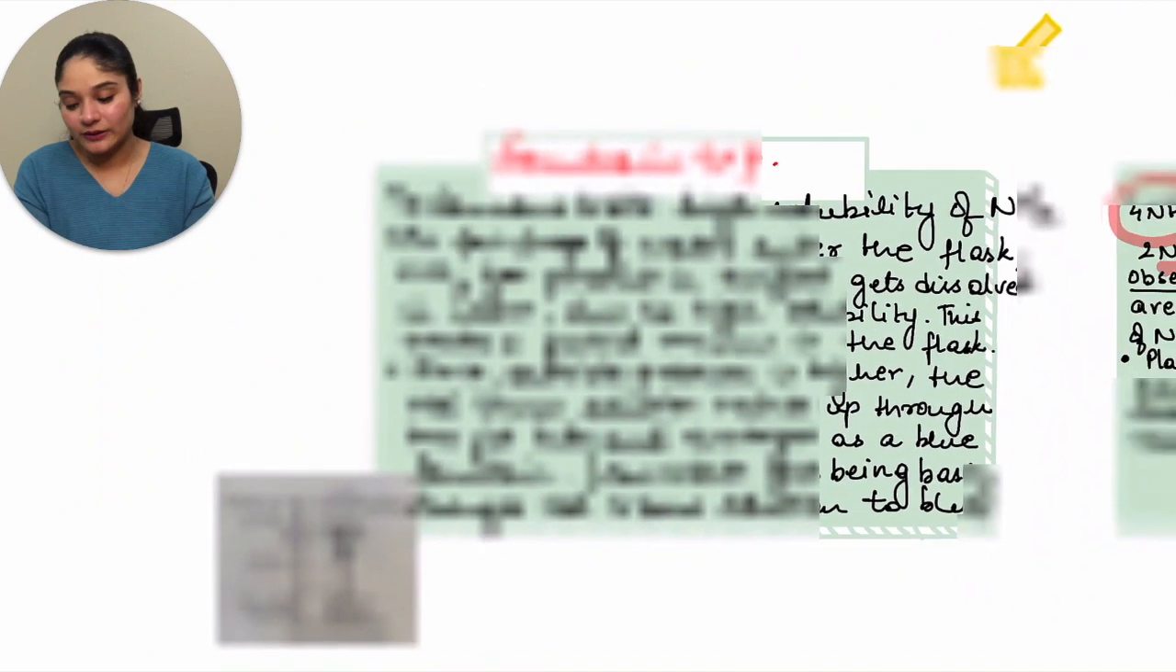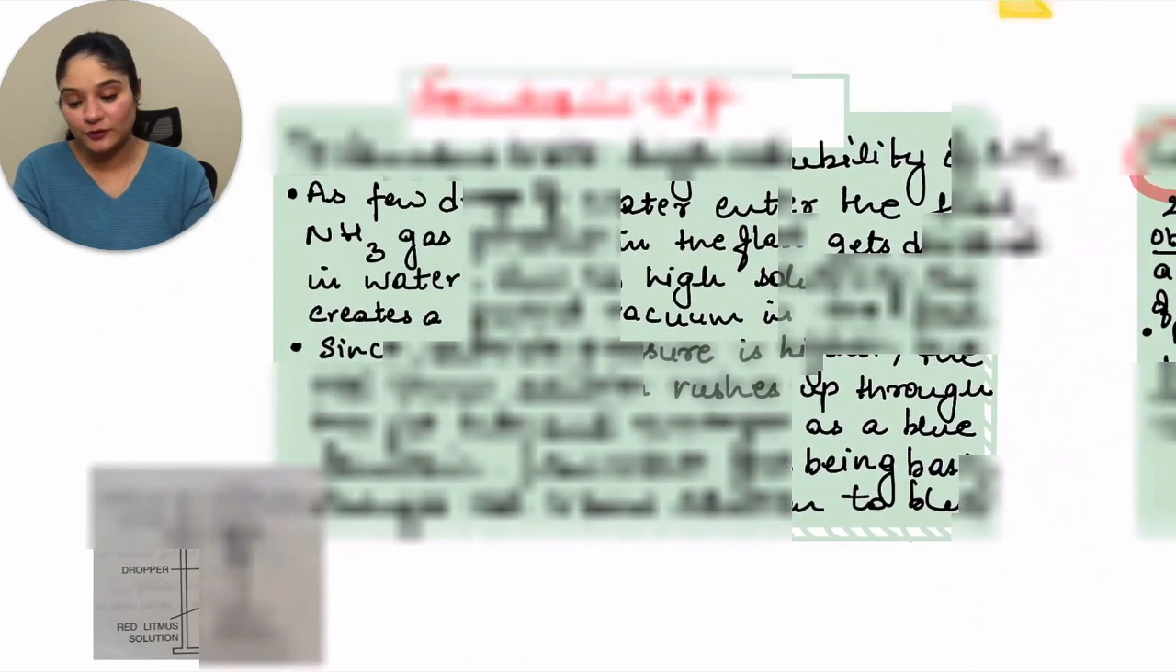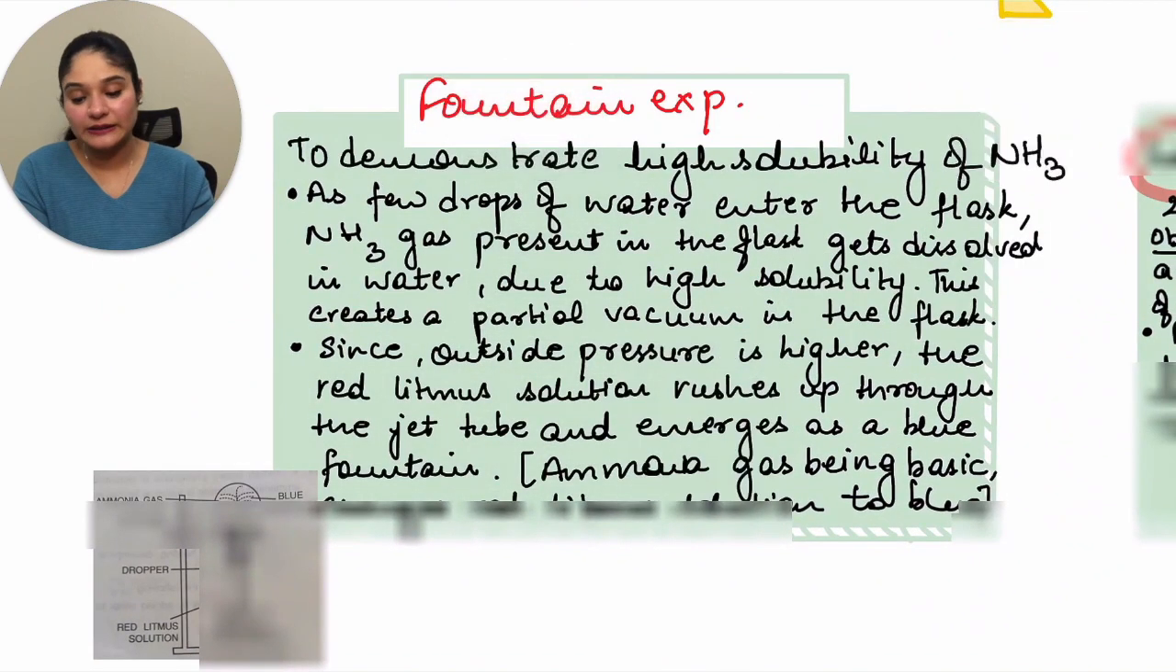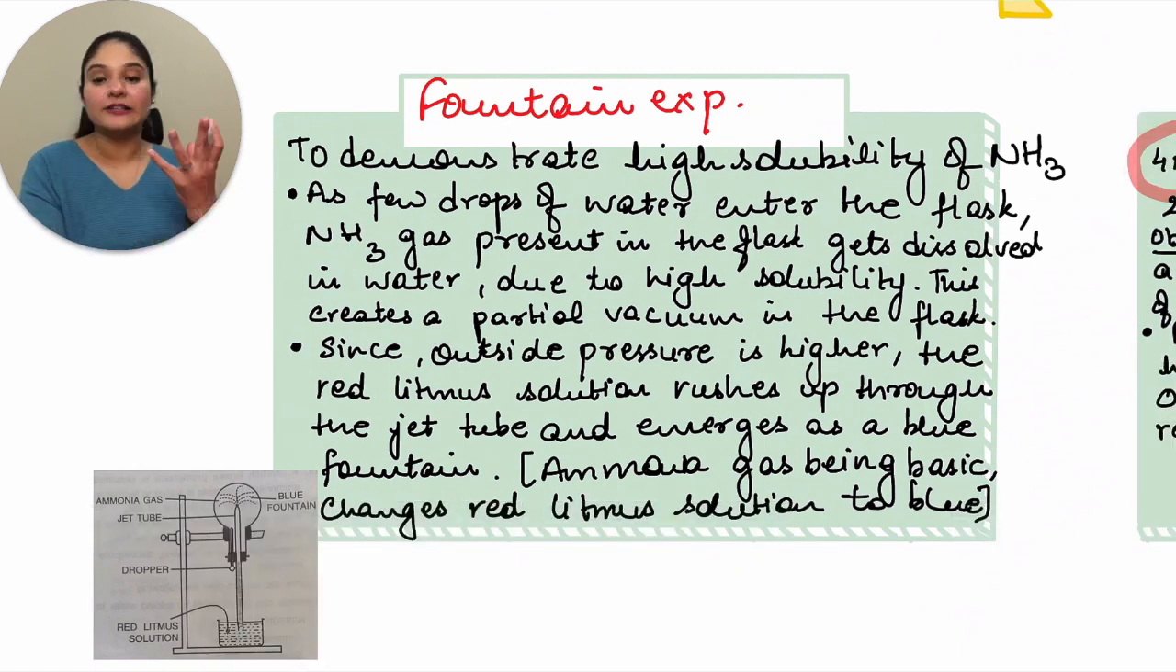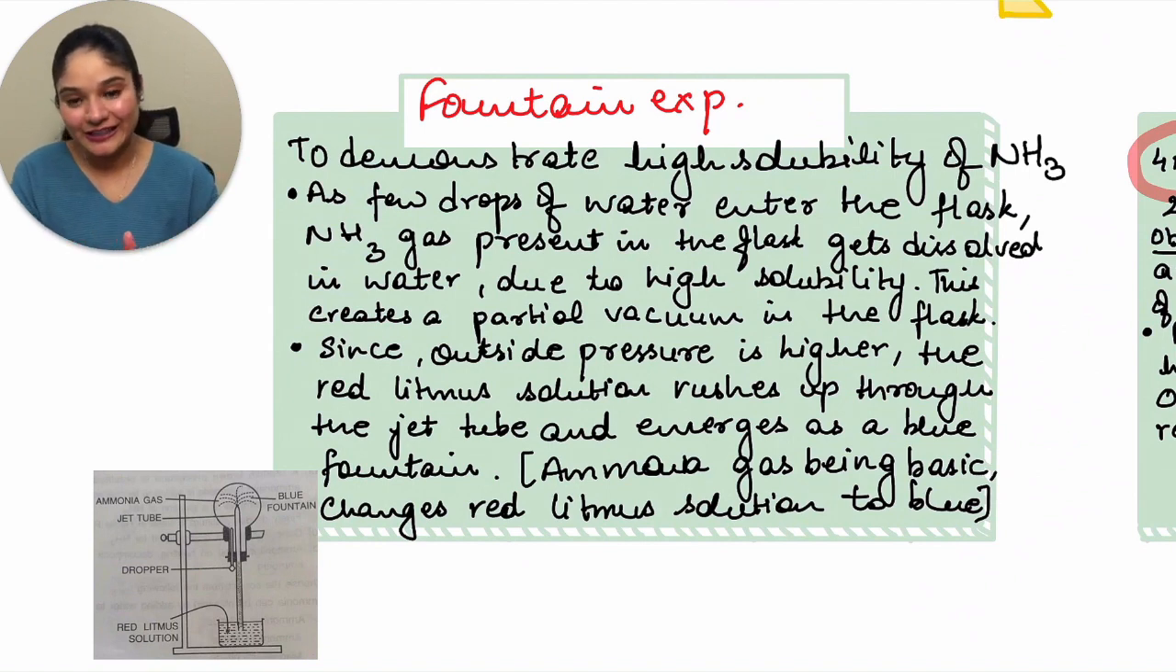So you have the fountain experiment. Fountain experiment is the same fountain experiment like you did for HCl gas. The only difference is that instead of using blue litmus solution in the water trough, you will use red litmus solution, and the fountain will be blue in color because this particular gas is basic in nature. So let's read it quickly.